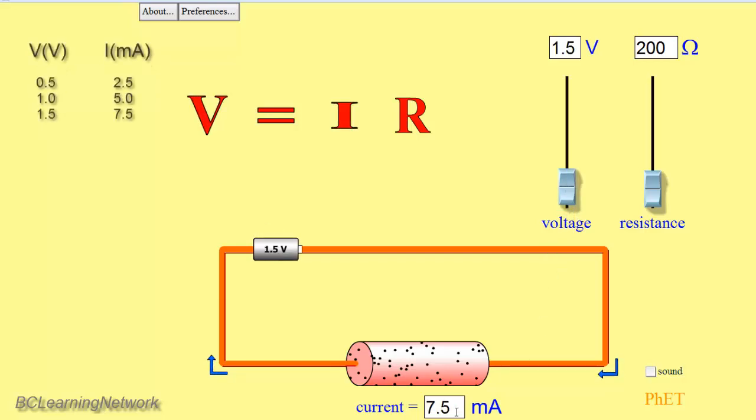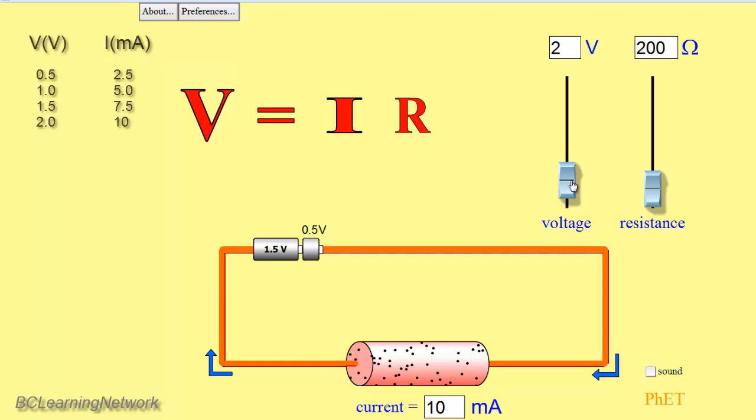At 1.5 volts, my current is 7.5 milliamps. At 2 volts, my current is 10 milliamps, and hopefully you're seeing a pattern. It's in fact a nice direct relationship. If I double the voltage, I should double the current, provided I'm not changing the resistance.